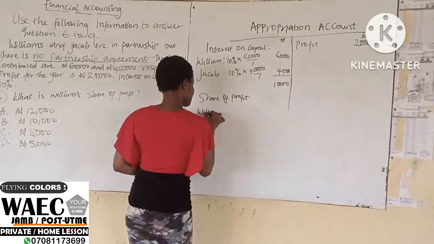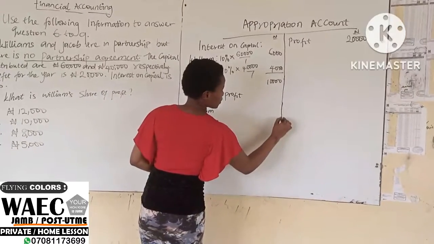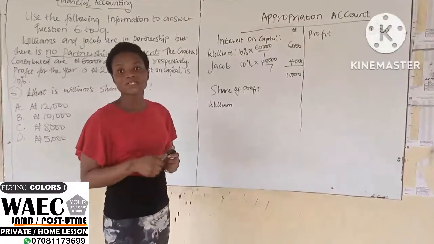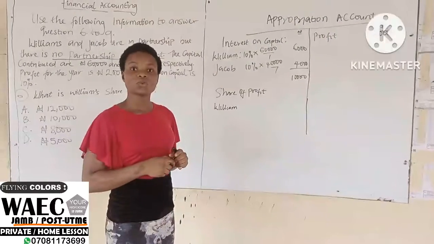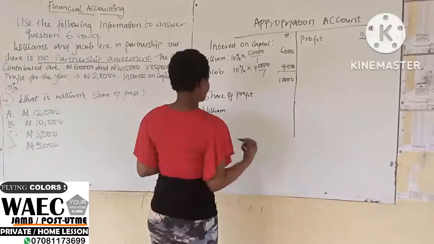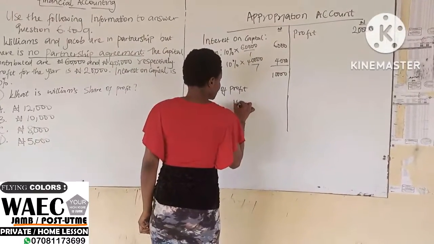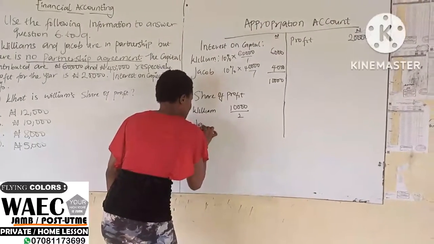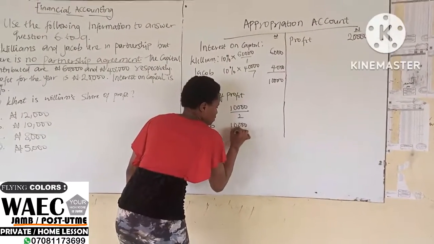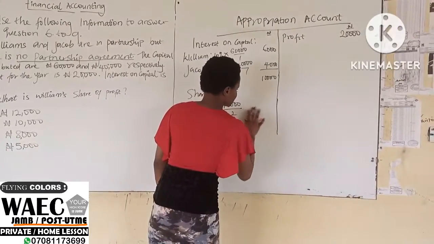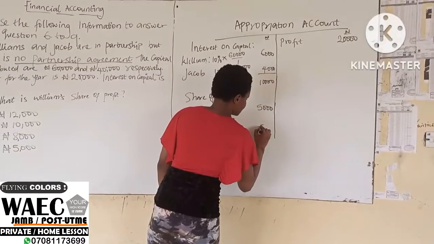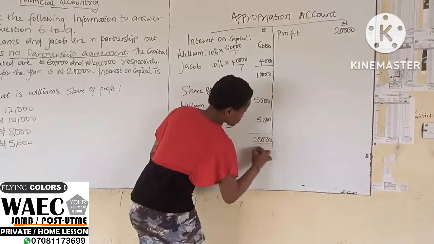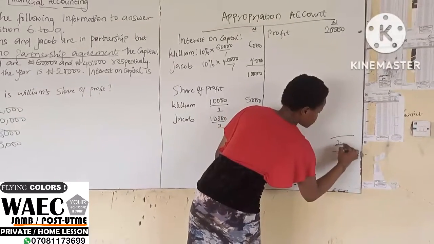now it's Williams. Remind you, there is no partnership agreement. And when there is no partnership agreement, the share of profits are divided equally. So here it will now be 10,000 divided by 2. Then for Jacob, that's 10,000 divided by 2, which will give you 5,000, and this is 5,000, making a total of 20,000, and here a total of 20,000.